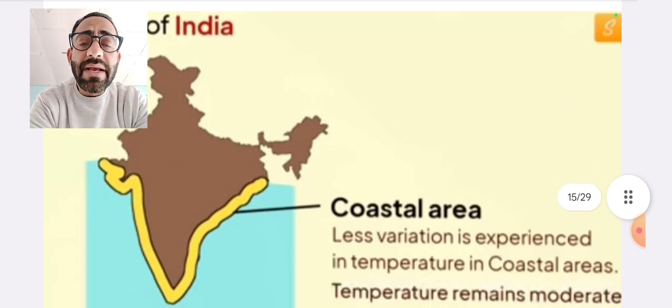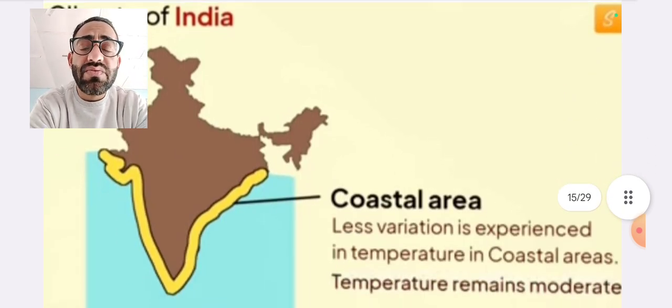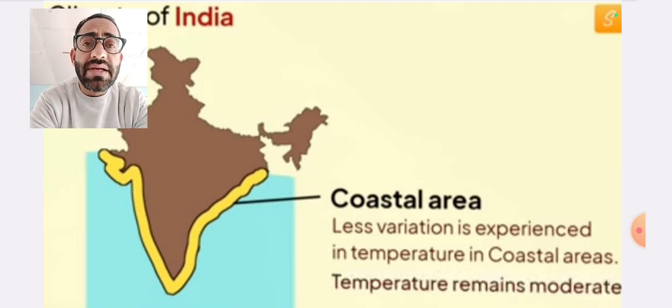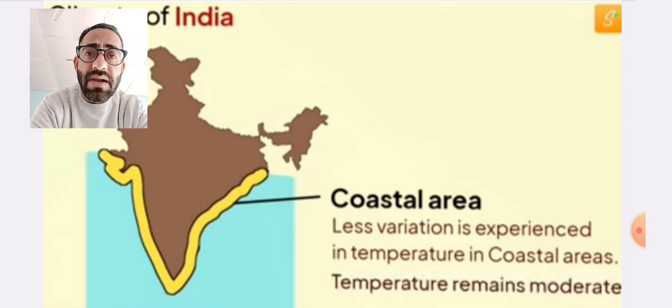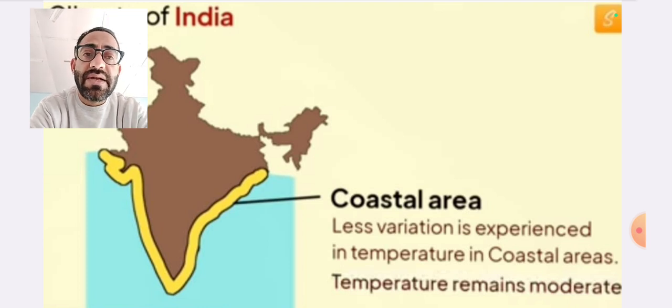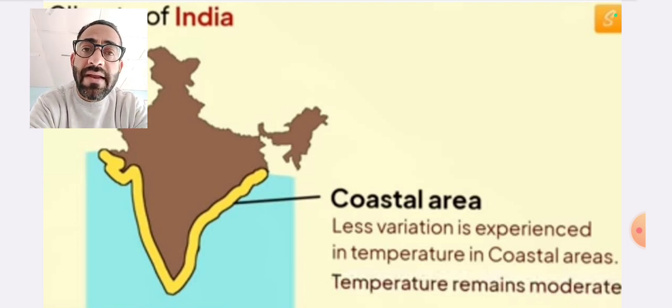Let me explain, first of all, coastal states. What is the variation in temperature so far as the coastal areas are concerned? First of all, what are coastal areas? Coastal areas are those areas which are situated near the coast, near the sea. In India, there are two coastal plains. One is the eastern coastal plain and another is the western coastal plain. In these two plains, the temperature is moderate.